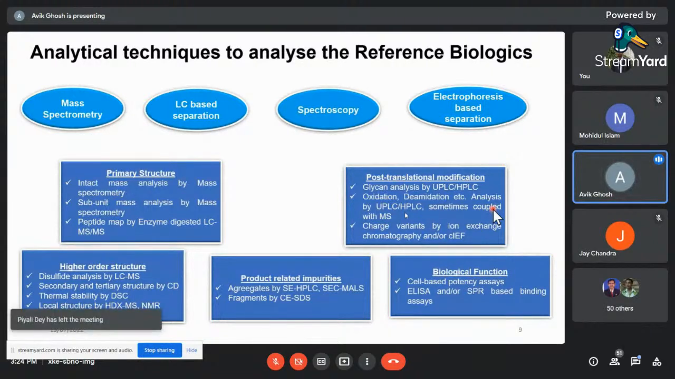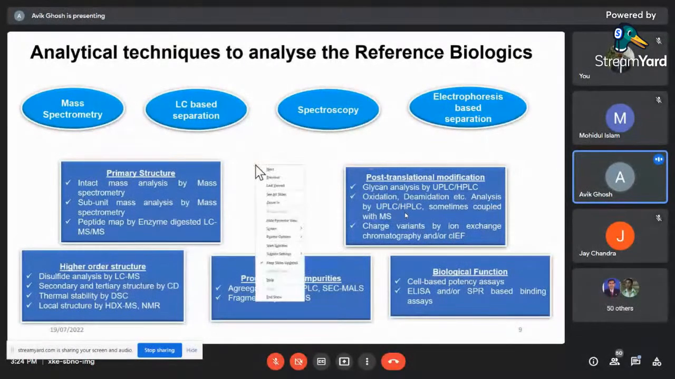Okay, so in general, these are the techniques that are used to analyze the reference biologics, to understand the reference biologics, and then these techniques are eventually used over the development of the biosimilar product, and then analyzing the biosimilar product at the end to show the biosimilarity. Okay, if we go to the next slide.